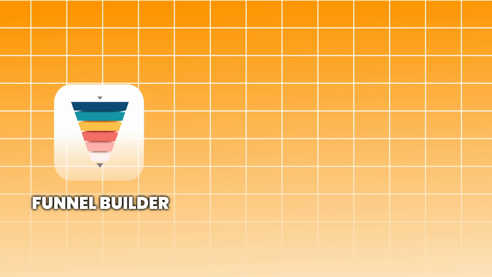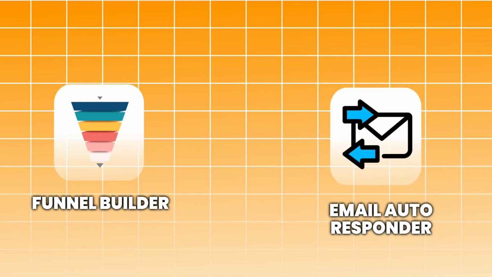So here's what I like about system.io. The first thing is you don't have to get a separate funnel builder and autoresponder software like you did when I first started. There's no need to glue those two softwares together anymore, and no more tech headaches doing that because they're already integrated inside of System.